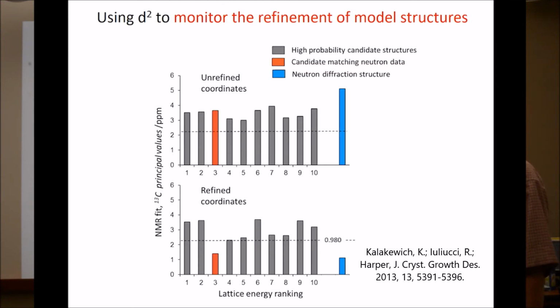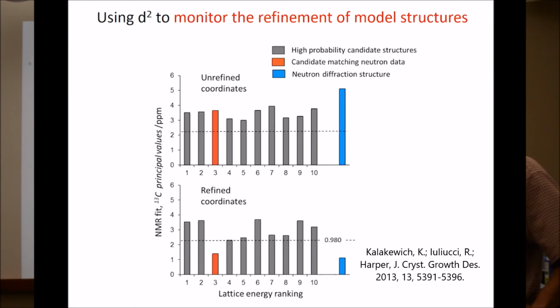So one of the uses for distance measurements is to monitor the refinement of model structures. Here's a case where we have candidates from a crystal structure prediction process. When we tried to do a distance measurement between all the candidates and the neutron structure, what we found out is the neutron structure, which we know is correct, actually gave the worst fit of all. And the correct structure wasn't anything very special. It was one of the poorer structures. It's not surprising, because crystal structure prediction often uses low-level calculations, and so you can understand why they may be in need of refinement.